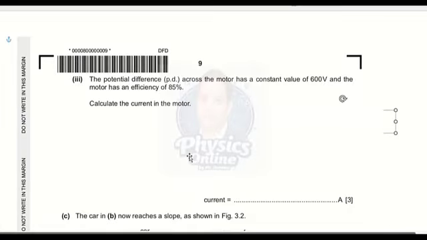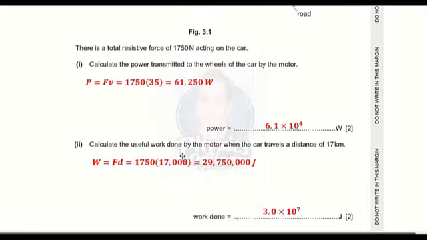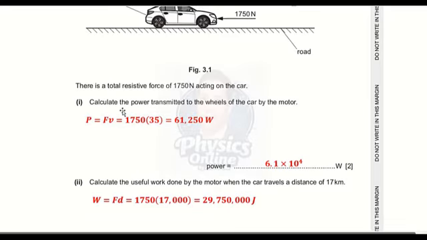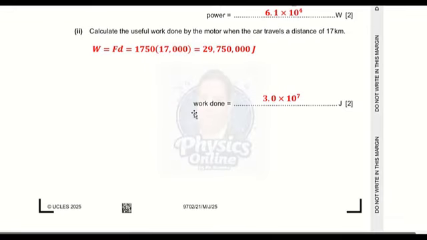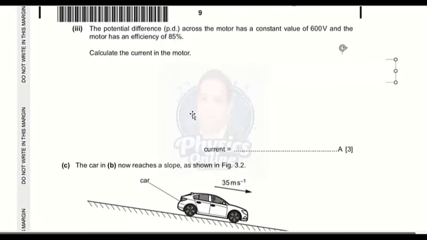The potential difference across the motor at constant velocity is 600 volt and the motor has an efficiency of 85%. Calculate the current in the motor. We have the efficiency here to calculate the input power. What we calculated here is the output power, the power transmitted to the wheels. So this is the output power of the motor. We need to calculate the input power, and then the current.